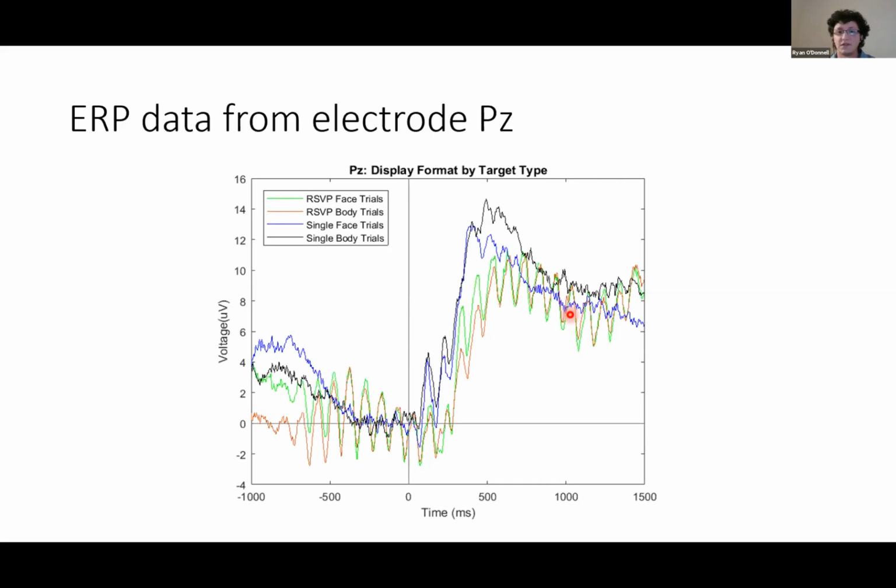So even if we see differences just at this electrode, this isn't the full picture that the classifier is picking up on. So can you explain what you classify in your classification analysis? What are the conditions that you're classifying? So we do a within presentation format classification where we train the classifier to detect either a face trial or a body trial. And then we test on, so it's a 90-10 test split.